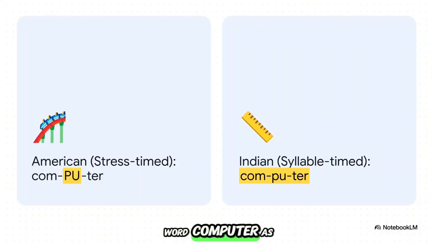Let's use the word computer as a test case. In American English, we put all the energy on that one middle syllable, right? Computer. The other parts are kind of rushed. But in syllable-timed Indian English, it's much more even. Computer. Each part gets its moment, and that tiny difference in timing is totally fundamental to how it sounds.